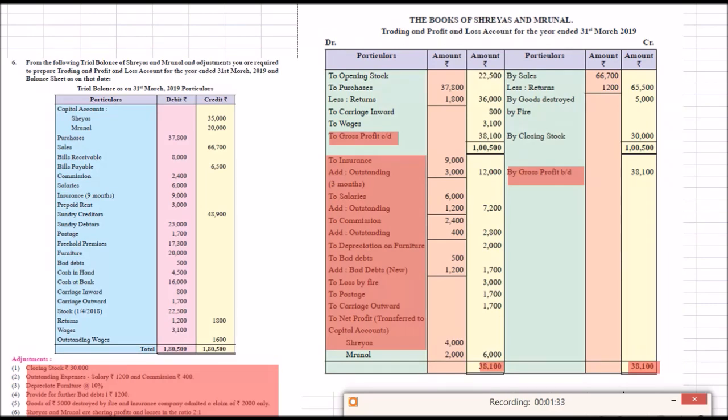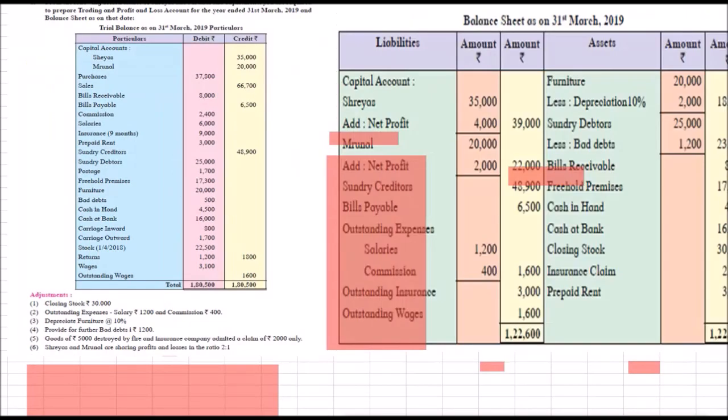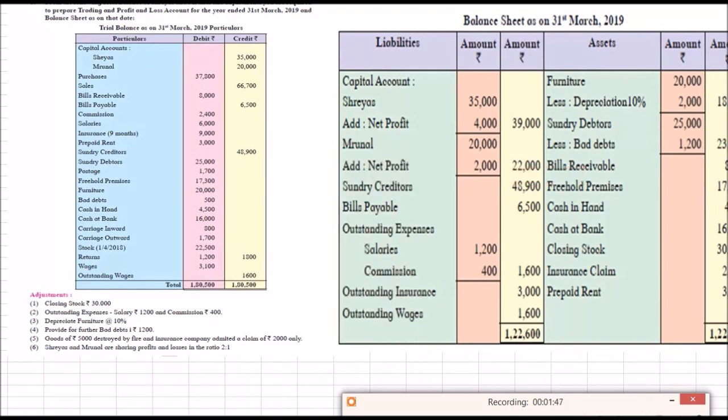Now we'll see the balance sheet. In the balance sheet, the net profit amount found in the P&L account will be transferred into the capital account. So the net profit amount is transferred in the balance sheet to the capital account. Then they have the opening stock also, so they have mentioned it here.